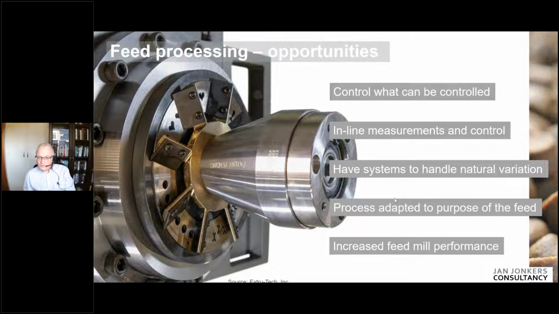Then it's always good to adapt the process to the purpose of the feed. So think about what is the challenge for your customers and how can I change the quality of the feed and change the process so that I'm really making the quality that this customer needs. And then, of course, also increased feed mill performance. If the feed processing is improved, then you will also reduce the amount of waste in the plant and increase feed mill performance.